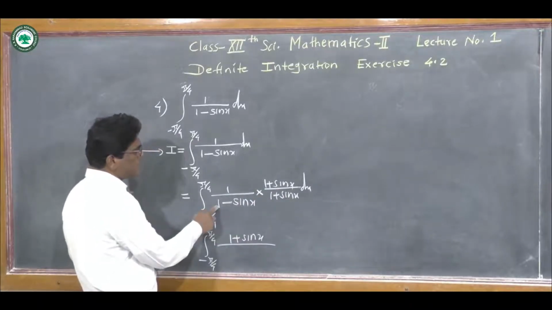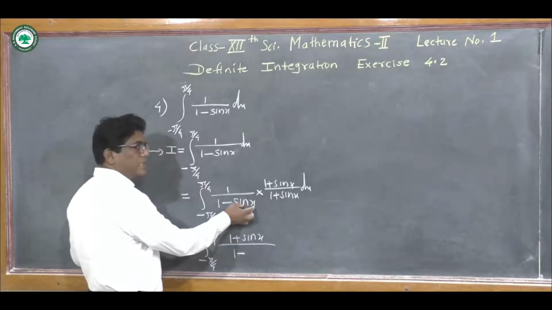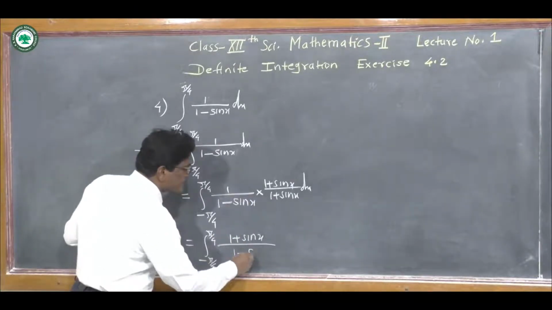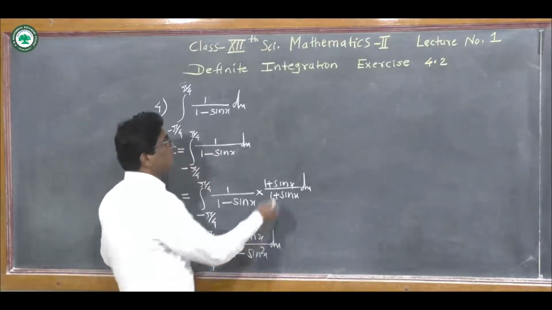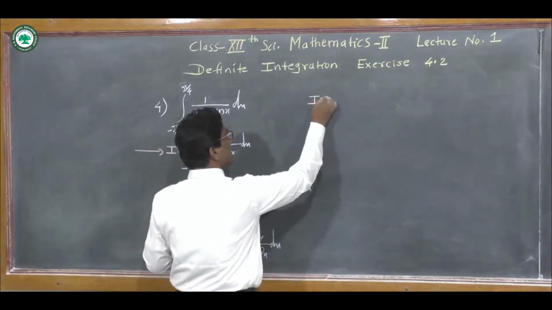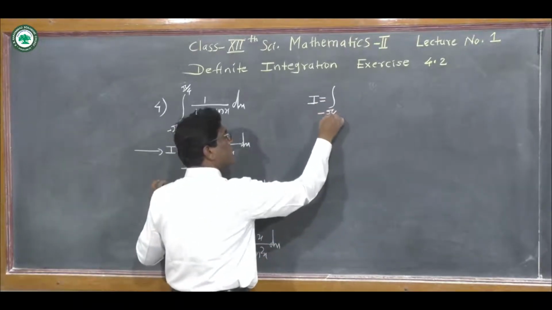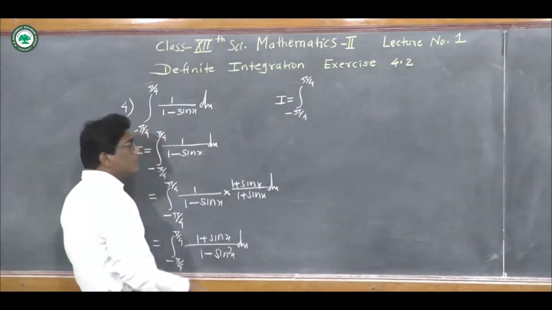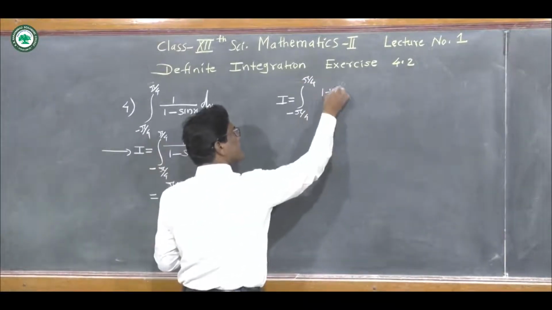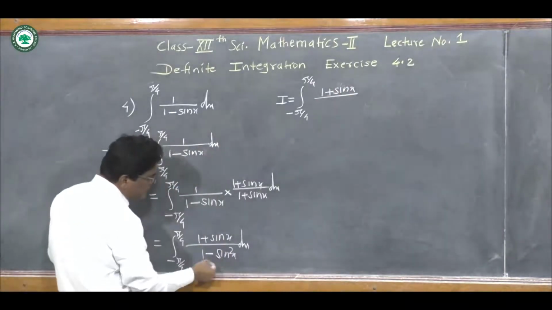So a is here 1, so 1 square, that is 1, minus b is here sin x, so b square, that is sin square x, dx. And therefore I is equal to this required integral I, that is equal to integration from minus pi by 4 to pi by 4, here 1 plus sin x numerator as it is, divided by this 1 minus sin square x.